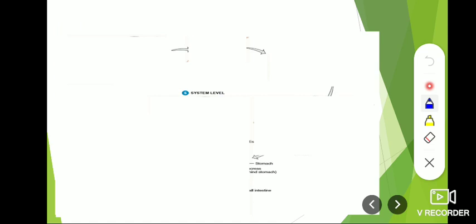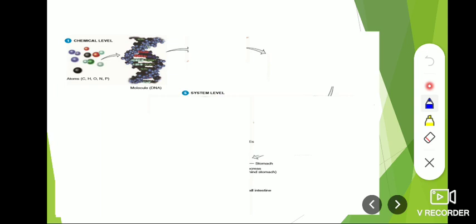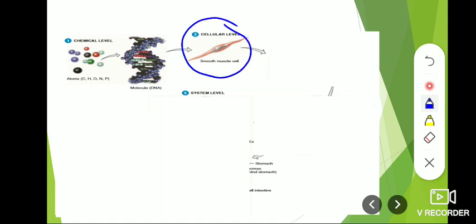Now let's start with the most basic, the level of human organization, how the human body is basically organized. Up to your 12th standard you have learned that at the chemical level, atoms are there: carbon atom, hydrogen atom, oxygen atom, nitrogen, like this. They combine to form a molecule, which further combines to form a cell. So the most basic unit of the human body is a cell.